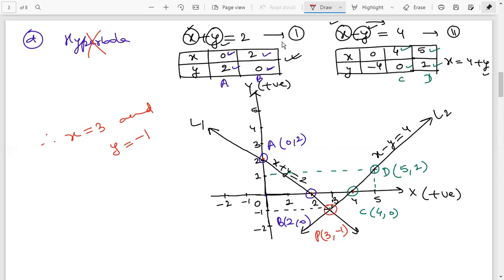Just plot the graph. The intersection point of both the lines will give us the required P point. We can name this as point P, and P will be the values of x and y. So x will be 3 and y will be -1.